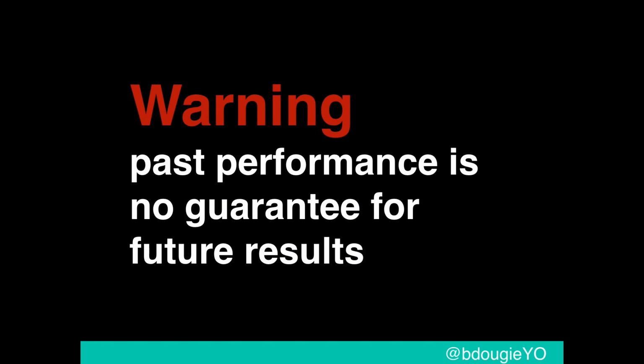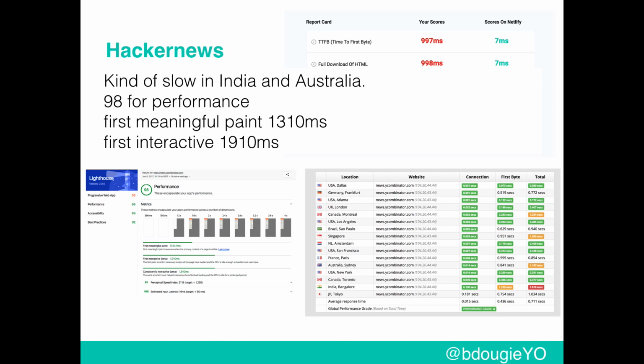And also, big warning, past performance is no guarantee for future results. So these are apps that I literally just found. So they could have been written better. They could have been written worse. Who cares? I just wanted an apples to apples comparison for this. So going first, I had to get my baseline, which is hackernews.com. I figured why not check Hacker News first to find out how fast Hacker News is.